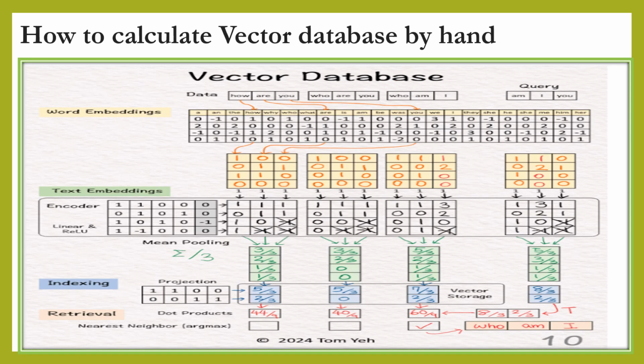Now to visualize all these things, we will calculate the vector database by hand. Here we are given a data set of 3 sentences. Each has 3 words or tokens. In practice, a data set may contain billions or millions of sentences.